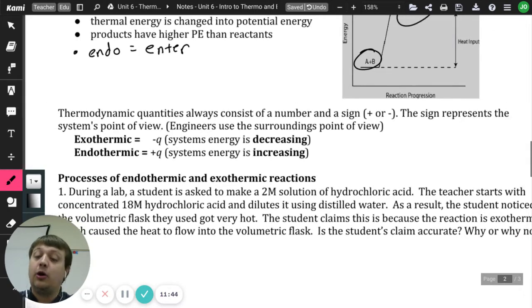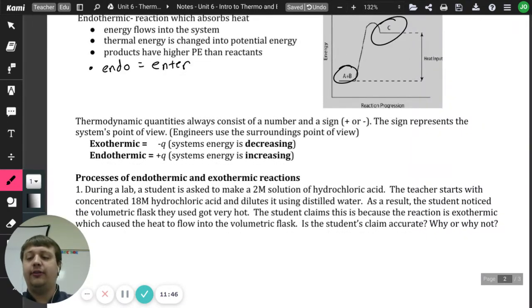Now, thermodynamic quantities always consist of a number and a positive or negative sign, and that's telling us if we've gained or lost energy. Now, I will say this is a caveat. If you're an engineer or if you're going into the field of engineering, engineers are going to use their surroundings as the point of view instead of the system. Okay, and so just remember in chemistry, we use the system as our point of view.